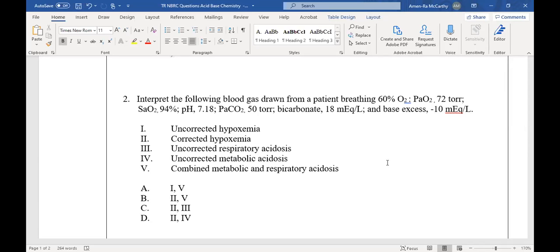Well, pH is acid, so we're in an acidosis. So we have to see who's causing the problem. Well, CO2 is 50, so that's acid. And bicarb is 18, it's acid. So all three are acid, so we are a combined acidosis. Combined acidosis with uncorrected hypoxemia.